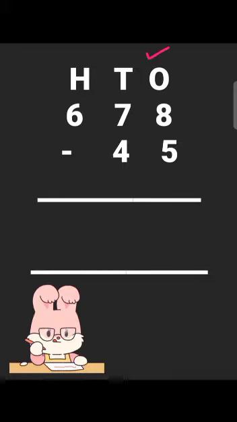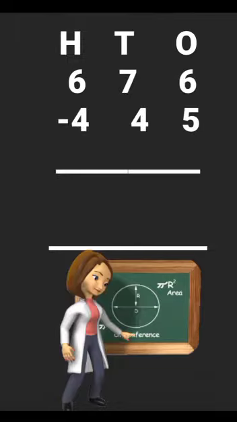Now children, we are subtracting 2 digit number from 3 digit number. Again we will start from 1's place. 8 minus 5 will give you 3. 7 minus 4 will give you 3. And no number is given here, so we will write 6 as it is. So children, the difference is 633.